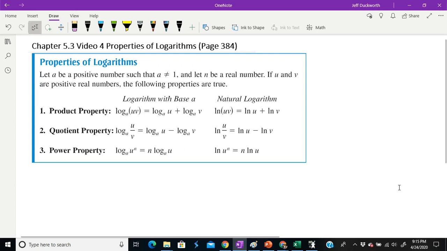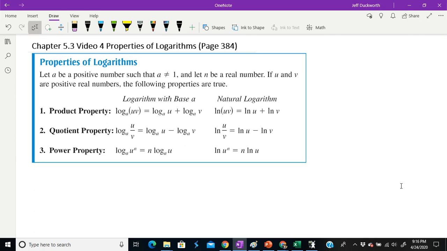This is another video using the properties of logarithms, chapter 5.3. The homework that I'm going to be doing is on page 384. In the previous ones, we used these properties to expand out a logarithm, which is a product or exponent of things, and turn it into things we added or subtracted. Now we're going to take those things and contract them into one as best we can.